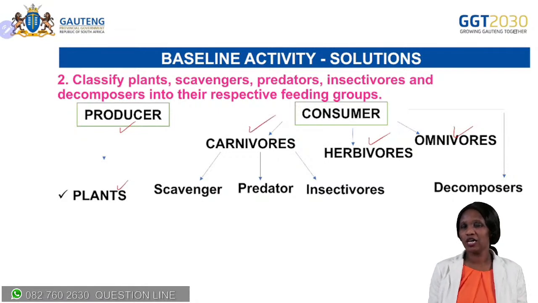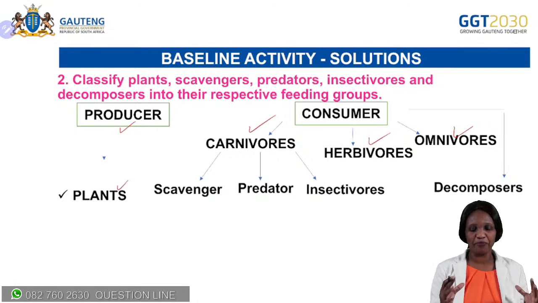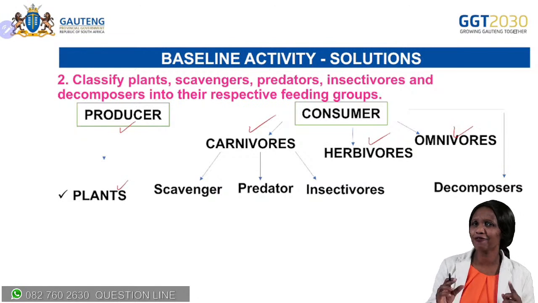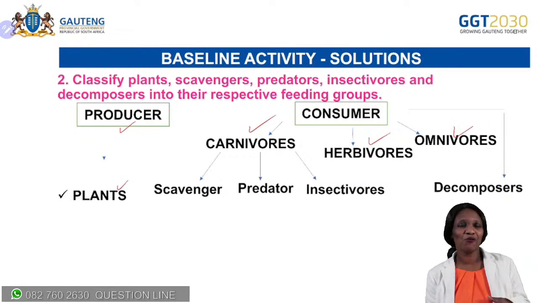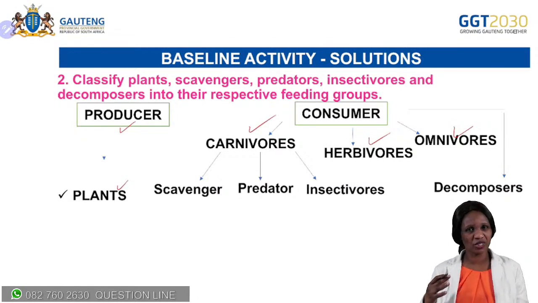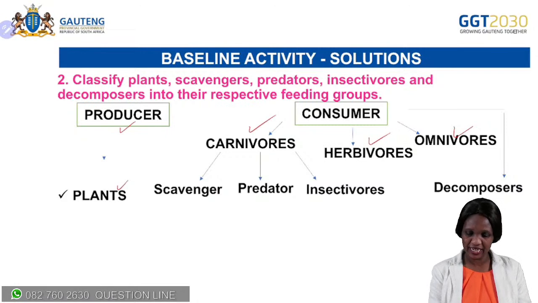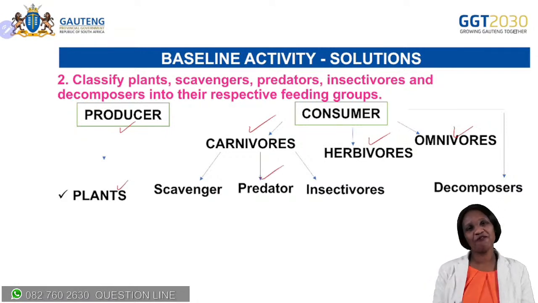Carnivores have got different groups. We've got the predators. Predators are those animals that will hunt for their prey. For example, we've got the lions. We've got the cheetahs. They hunt for their prey. They feed on other animals, but they hunt for them. These are the predators. And then we also have the scavengers.